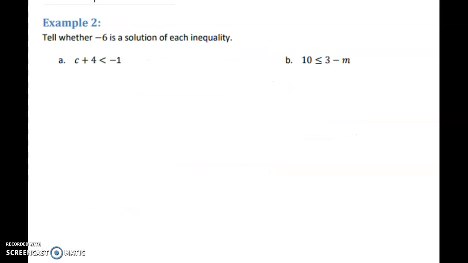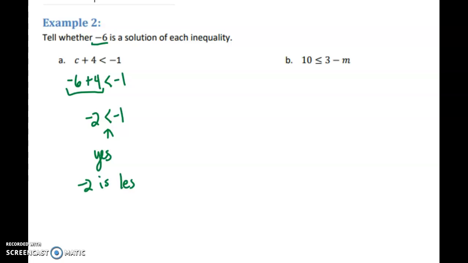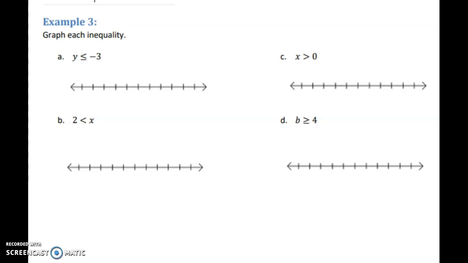Okay, let's look at example 2. Example 2 says, tell if negative 6 is a solution of each inequality. So what we do is we plug in the negative 6, wherever the variable is, and then we see if it's true. So on the left side, negative 6 plus 4 is negative 2. And we still have negative 1 on the right side. So you ask yourself, is negative 2 less than negative 1? Yes, it is. I'm going to write it in words for you. Negative 2 is less than negative 1. So is it a solution? Yes.